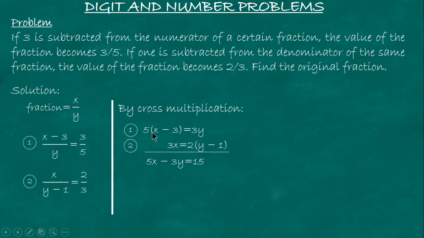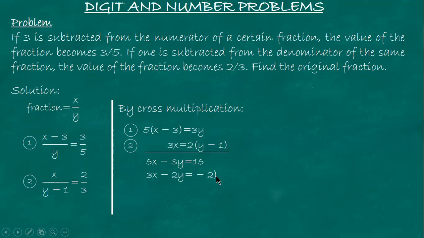I-arrange namin dahil, no? 5x tapos gi-transpose ang 3y na negative. 5 times negative 3, that's negative 15. I-transpose sa right side, ma-positive siya. Hanggang sa 2, 3x na niya, na kay 2y, i-transpose na ma-negative siya. While negative 2 will remain on the right side.